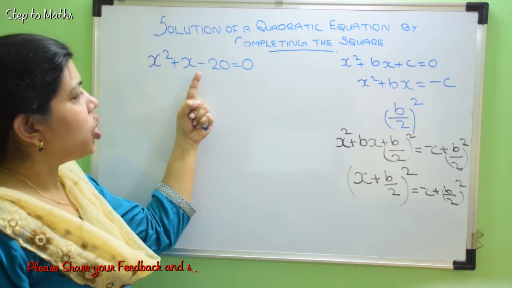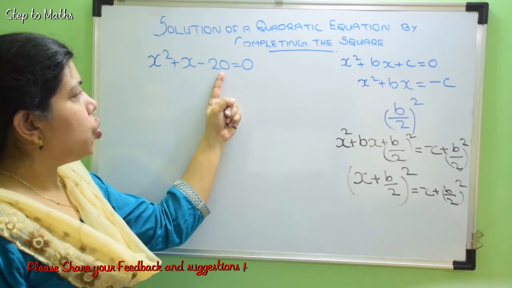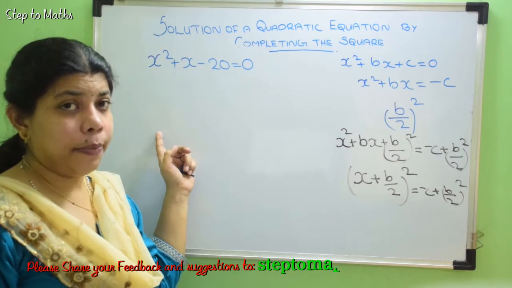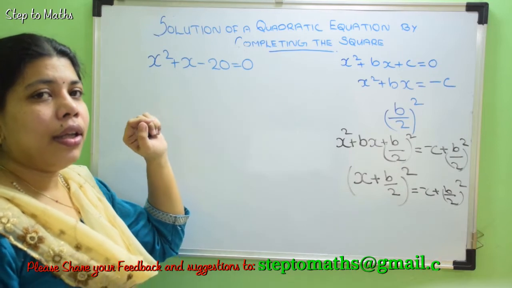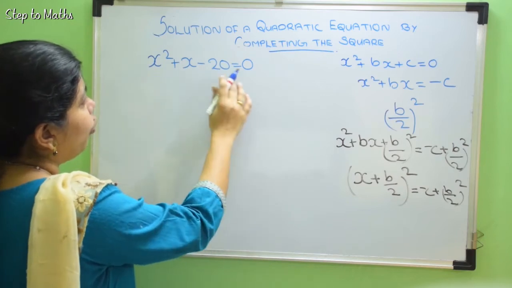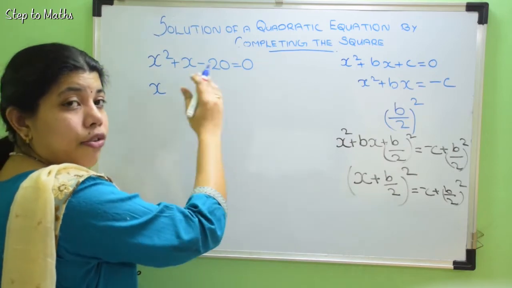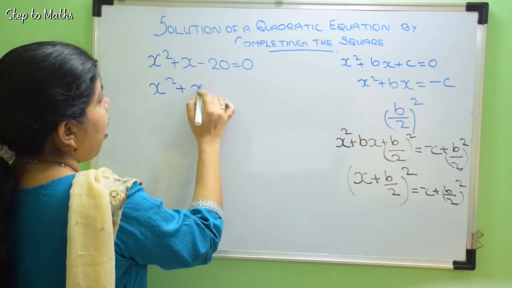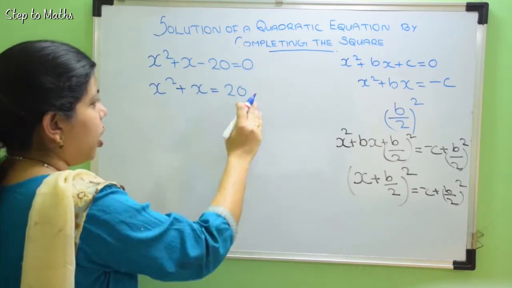Consider this question: x square plus x minus 20 is equal to 0. Product minus 20 and sum plus 1. We can also apply factorization here. But if we follow the completing the square method, then how can we perform that method? First, transfer the constant part to the right side. That is x square plus x is equal to 20. Minus 20 on the right side becomes plus 20.